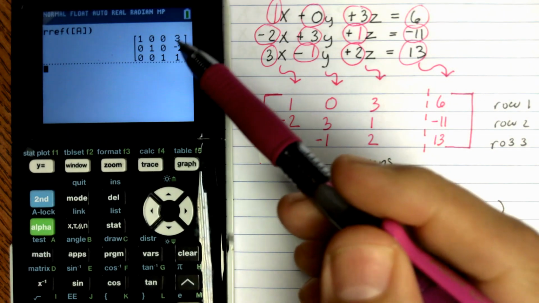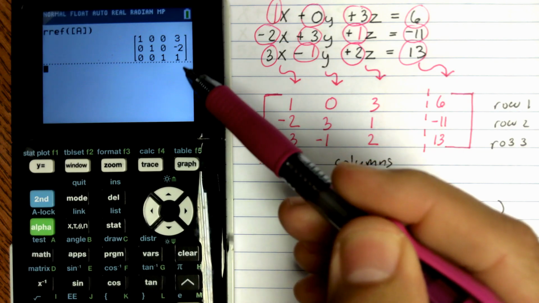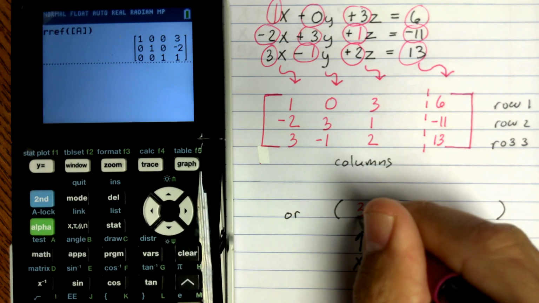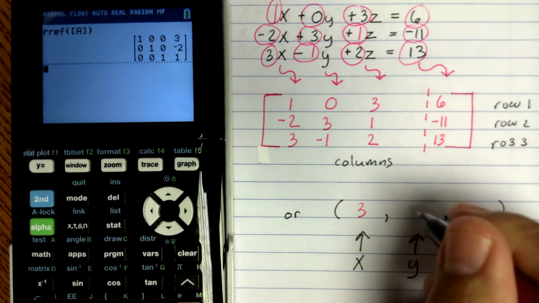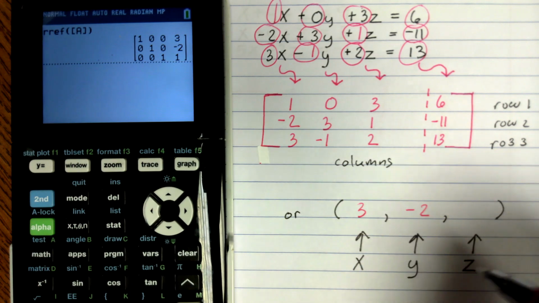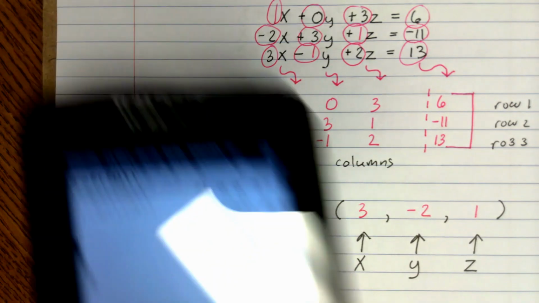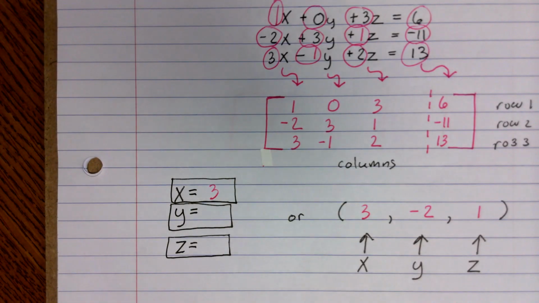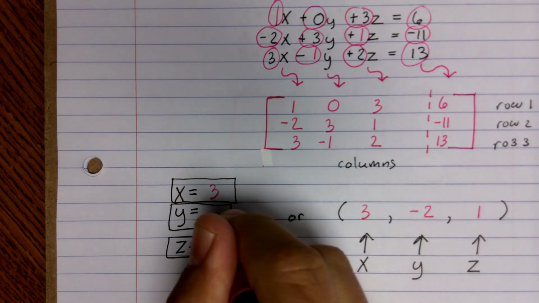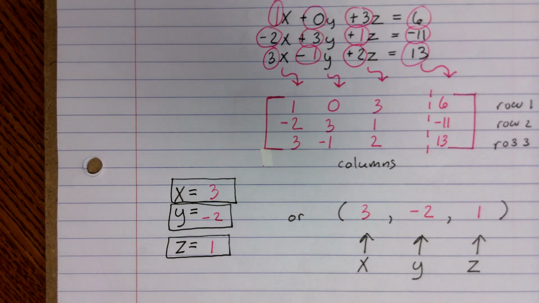So when I write my answers, they are going to be taken from this last column that you see right here on the right. So it's going to be 3, -2, and 1. So 3, which represents the answer to my x values, -2, which represents the answer to my y values, and 1, which represents my solution to the z. So we'll say x is equal to 3, y is equal to -2, and z is equal to 1. And that's all there is to it. That's how you use that calculator to solve a system.